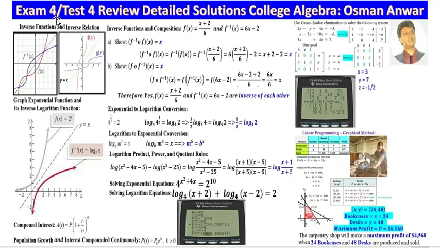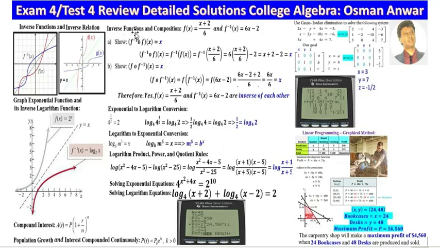This is exam 4, test 4 review, detailed solution, college algebra. In this exam 4 review, we'll look at inverse function and the inverse relationship, and we'll see their graphs. Here are 3 examples. All the graphs reflect across y equals x.